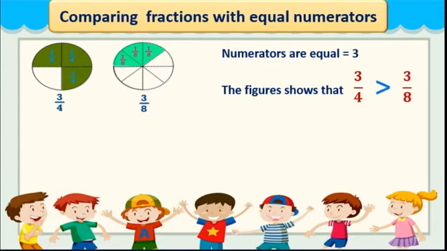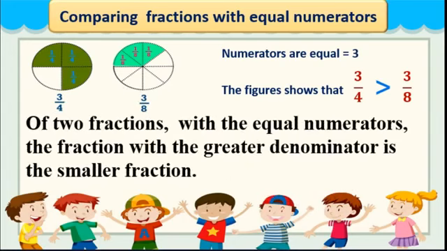Correct? And the denominator of the first one is 4 and the second one is 8. So here, of two fractions with equal numerators, the fraction with the greater denominator is the smaller fraction. Got this? The second one has the greater denominator, that is 8, but it is a smaller fraction. Got this, students?